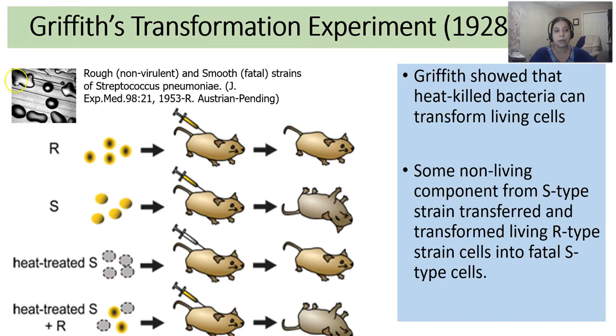the colonies with rough edges, if used to infect a mouse, might make it sick, but the mouse was able to recover from that infection. However, the smooth colonies, on the other hand, caused a fatal infection in the mice, and they died. So they would inject the bacteria from these colonies, either the rough bacteria or the smooth bacteria, into these mice and look at what happened.